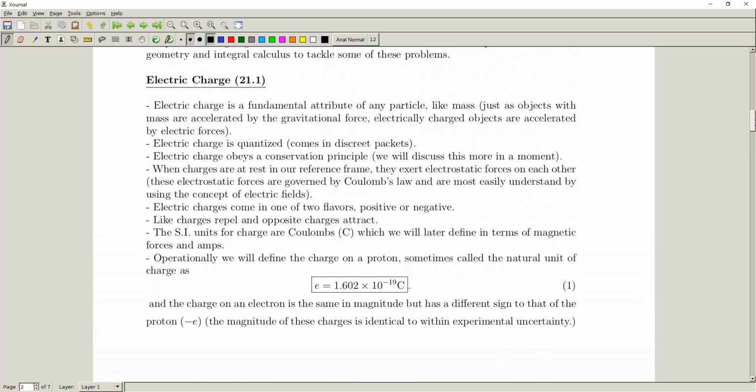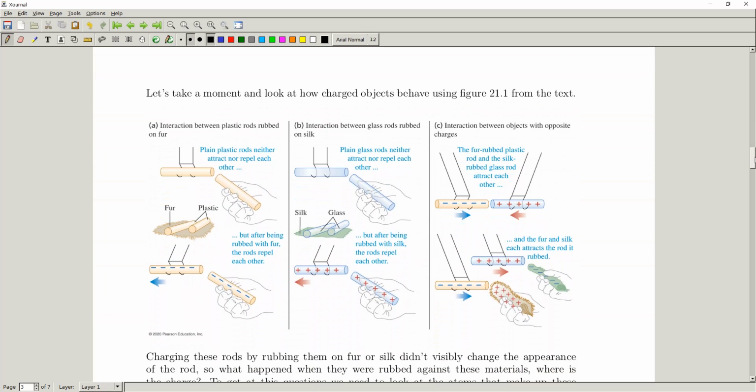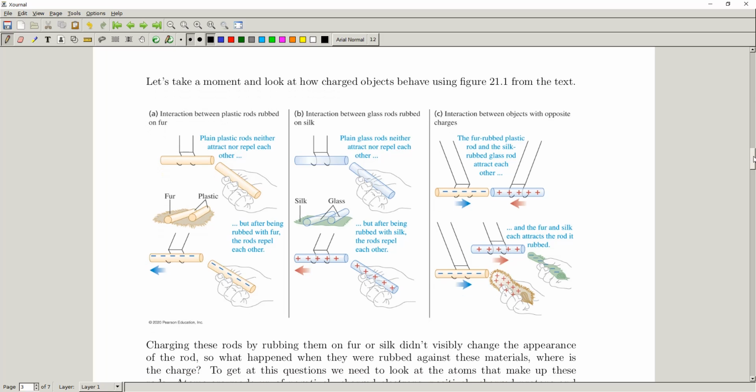So those are sort of the key points that we want to keep in mind when we're talking about electric charge. We're going to break down each of these points much more in detail as we go on, but these are just the key things we want to keep in the back of our minds when we're thinking about electric charge in general.